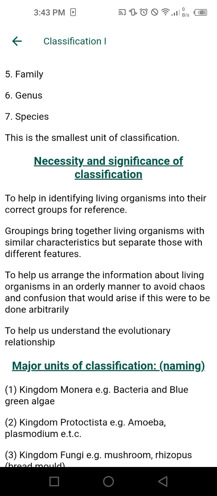Necessity and significance of classification. To help in identifying living organisms into the correct groups for reference. Groupings bring together living organisms with similar characteristics but separate those with different features. To help us arrange the information about living organisms in an orderly manner to avoid chaos and confusion that would arise if this were to be done arbitrarily. To help us understand the evolutionary relationship.